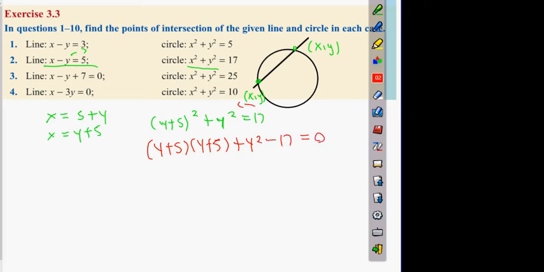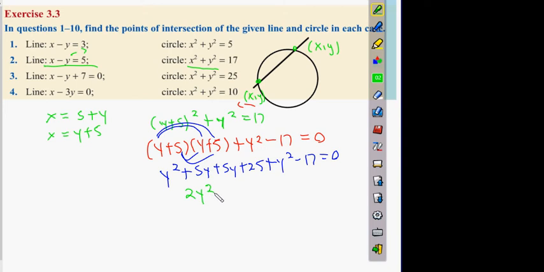Okay, now what? Y squared. What you do, 4 lines. Y squared plus y squared plus y plus y plus another 5y plus 25 plus y squared minus 17 equals 0. Now guys, what's next? So y squared plus y squared? 2y squared. 5y plus 5y? And then 25 minus 17? Just 8, isn't it?